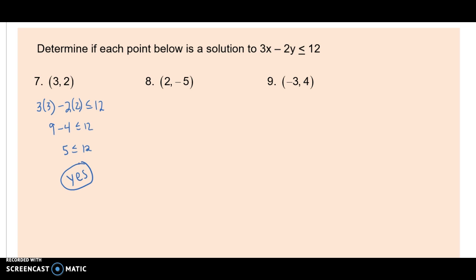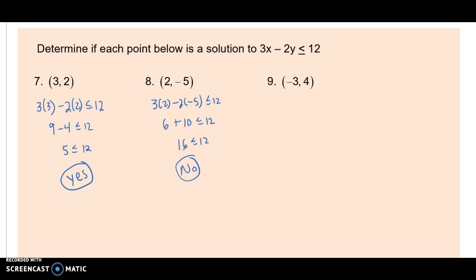I do the same thing with number 8. Take x and plug it in as a 2, and take y and plug it in as a -5. So 3 times 2 is 6. -2 times -5 is +10. And so we've got 16 is less than or equal to 12. That is a big no.